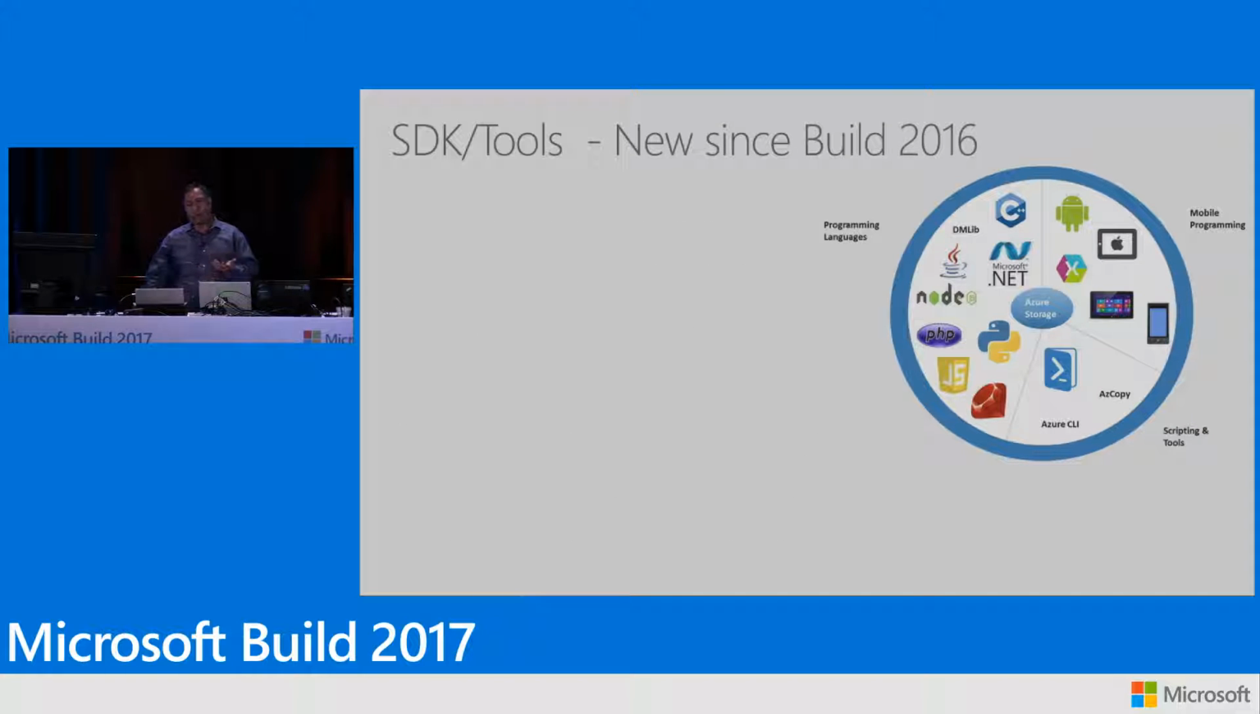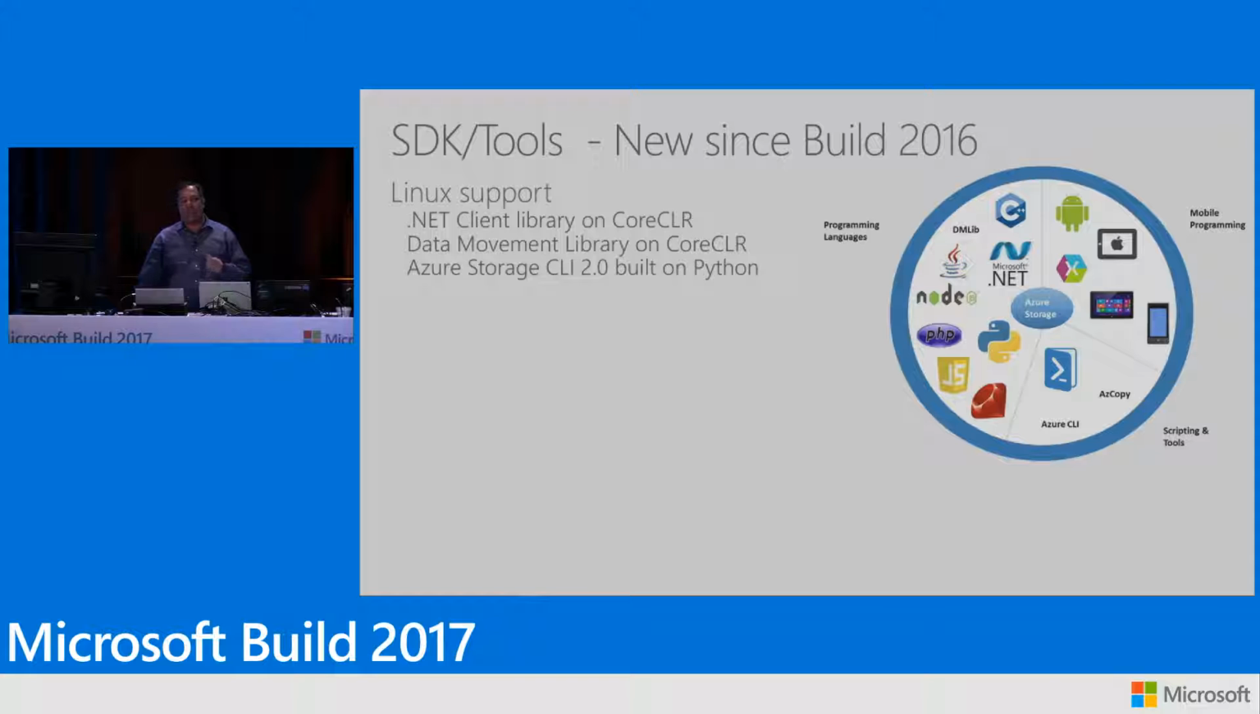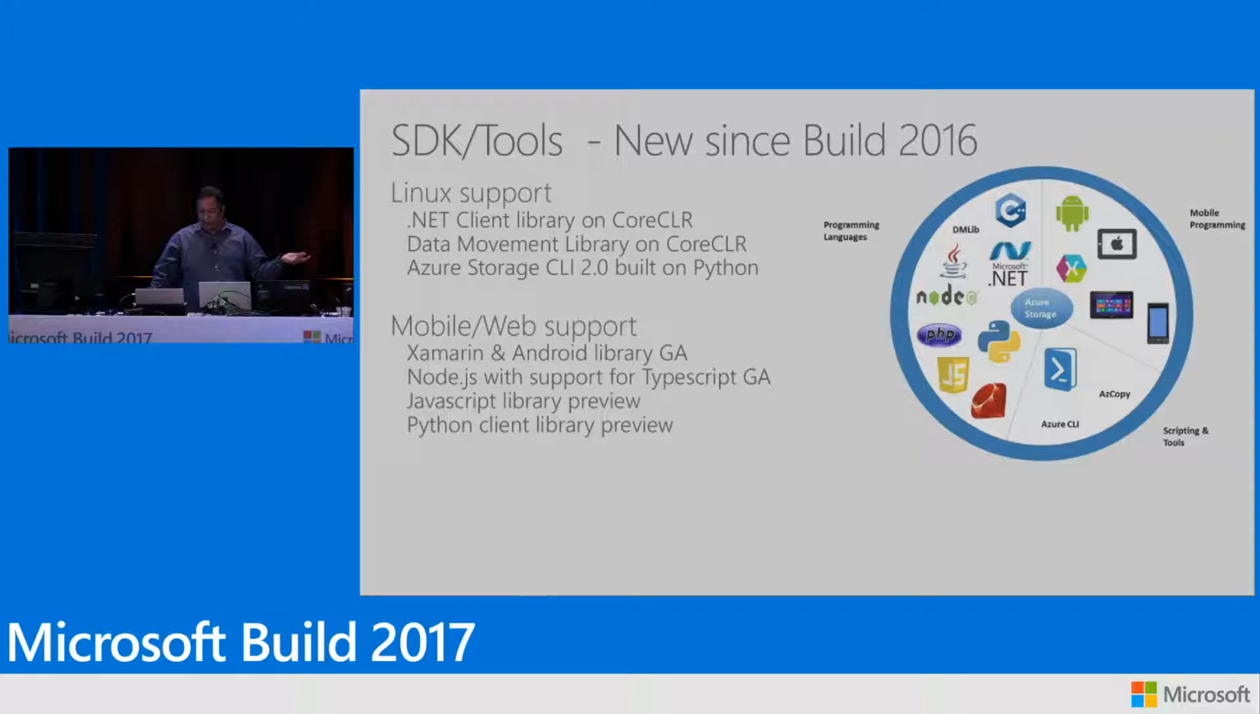A lot of this work as well has been done within the last year in terms of improvements in what we can do. The biggest thing that we've done is move all this stuff from .NET to Core CLR to make it multi-platform. And then doing that CLI 2.0 on Python gives us a lot more flexibility. The mobile web support, we've done a lot of work there, especially around Xamarin support, having a JavaScript library, and having Node.js with support for TypeScript, and that's GA as well. Some other improvements here too.